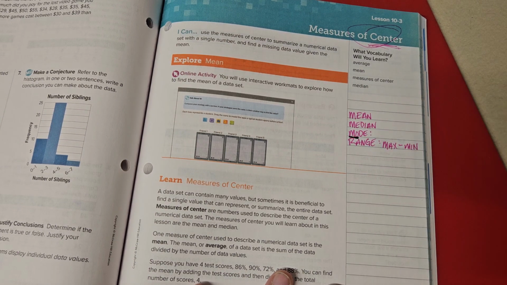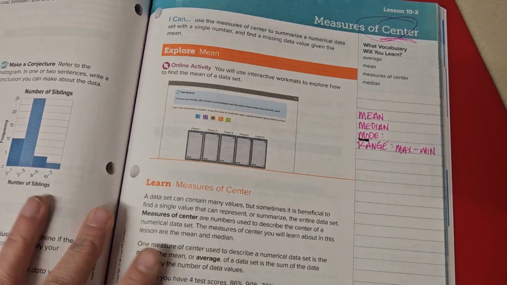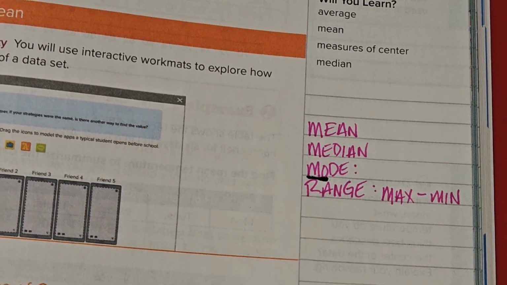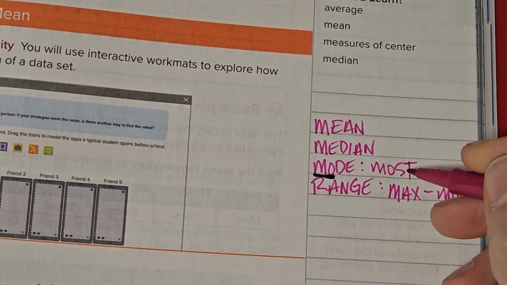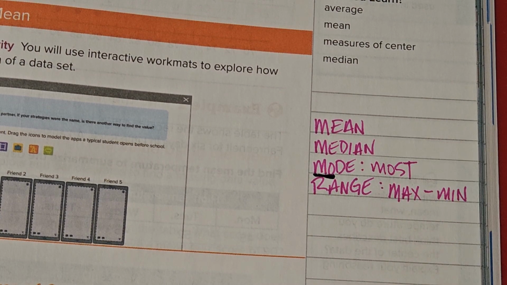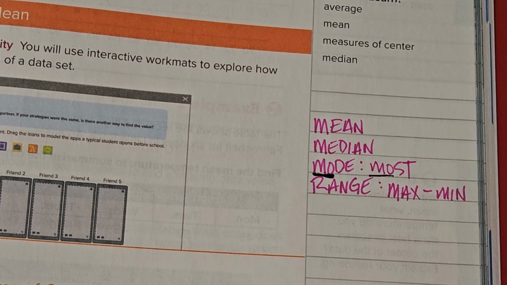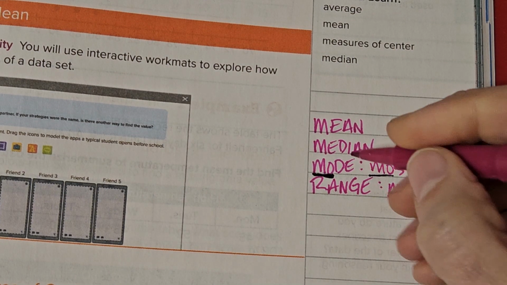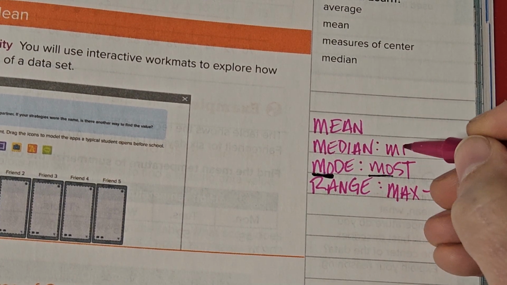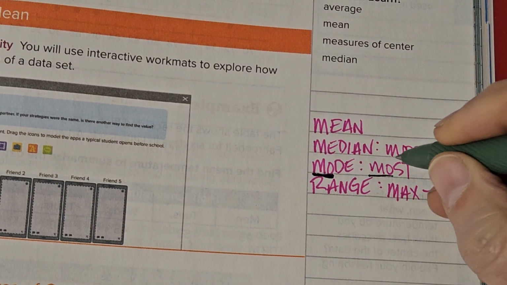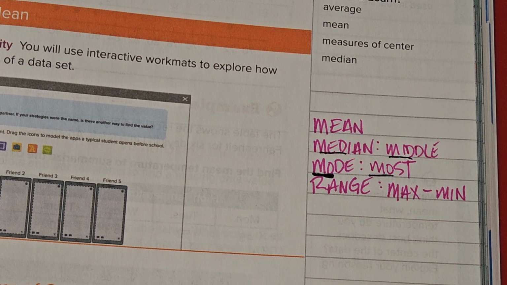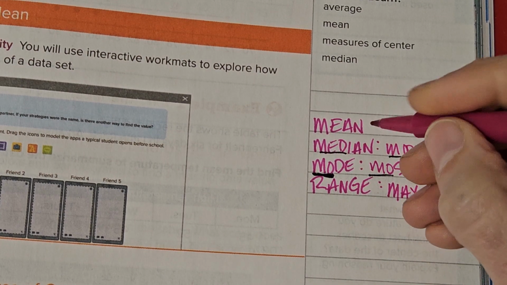This is how I remember them. The mode starts with an MO, and that means the number that occurs the most. Not the biggest one, because the biggest one's called the max. The mode is the one that occurs the most. You could have more than one mode. The median is your middle number when you arrange them least to greatest. Middle, median, okay? And the mean, how do we remember what the mean is?